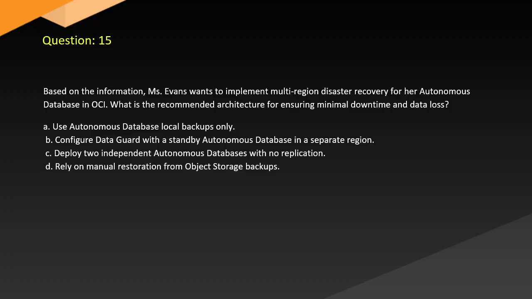Question 15. Based on the information, Evans wants to implement multi-region disaster recovery for her autonomous database in OSI. What is the recommended architecture for ensuring minimal downtime and data loss? A. Use autonomous database local backups only. B. Configure Data Guard with a standby autonomous database in a separate region. C. Deploy two independent autonomous databases with no replication. D. Rely on manual restoration from object storage backups.